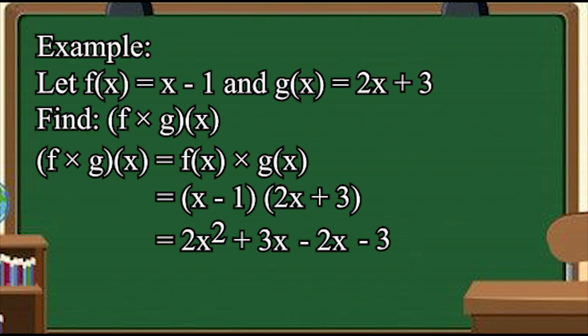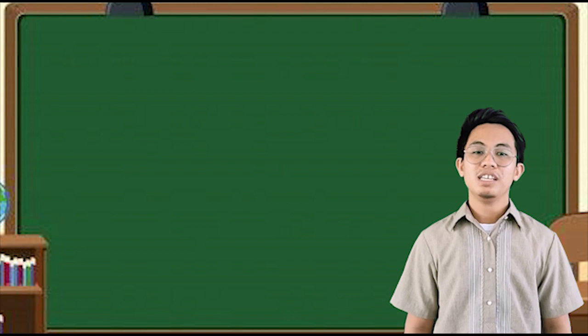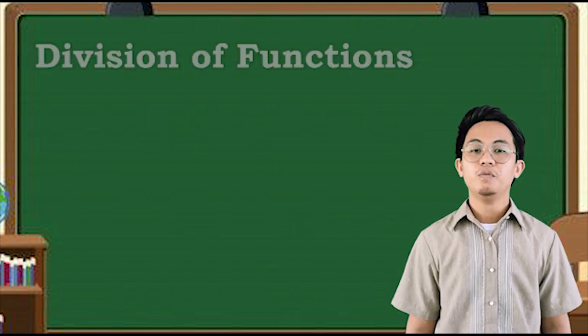After multiplying, we need to add or subtract the similar terms in the expression. Copy the terms that have no similar terms. Then, 3x minus 2x equals positive 1x or x. Therefore, f times g of x is equal to 2x squared plus x minus 3. Multiplying functions is not as hard as it looks, right? Let's go now to division of functions.